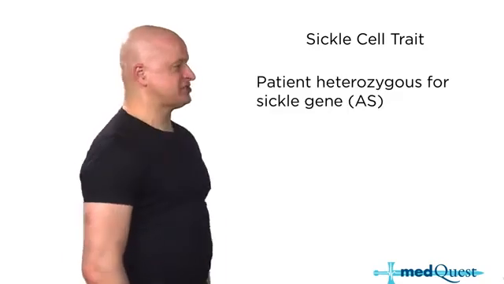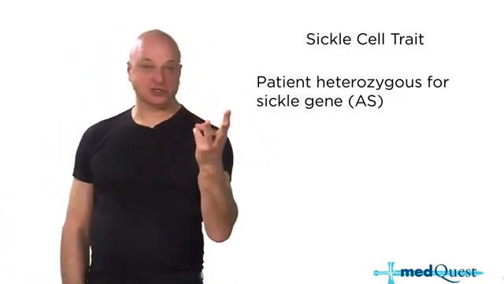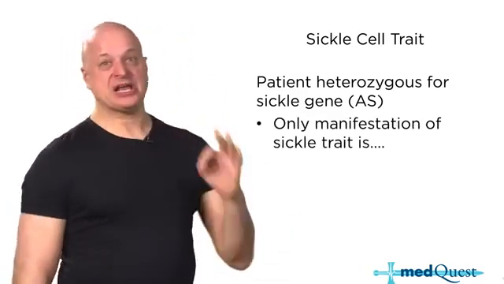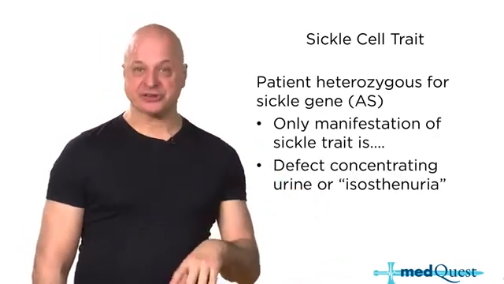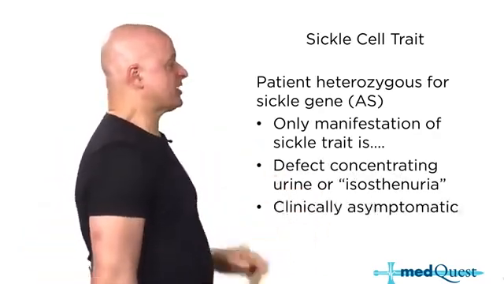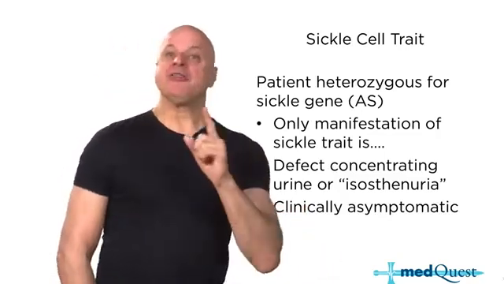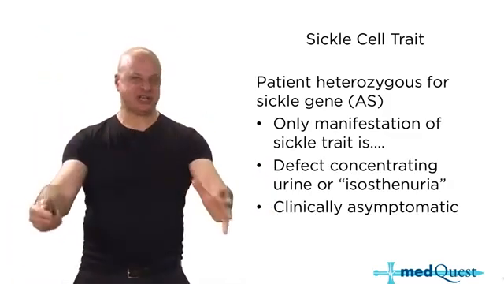Now, sickle cell trait only has one manifestation. Sickle cell trait, whether you call it heterozygous AS or sickle cell trait, all interchangeable. What do you see hematologically? Hematologically, they are normal. The only manifestation is a renal tubular concentrating defect, but there's going to be no symptoms and there's no treatment for sickle cell trait.